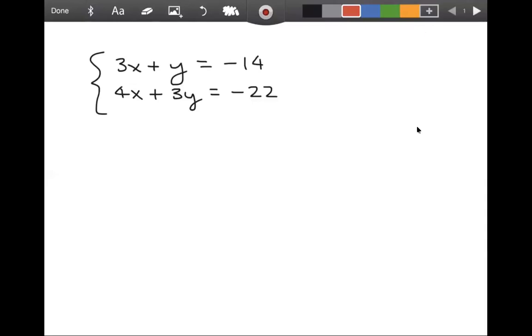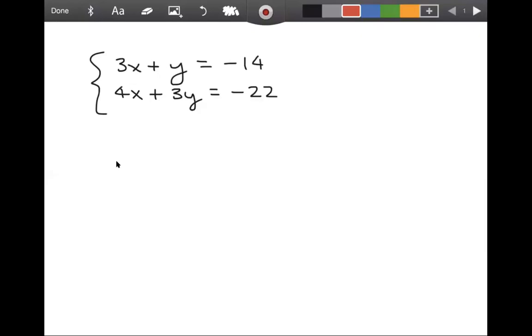All right, the next example, we're solving by substitution. 3x plus y equals -14, and 4x plus 3y equals -22. So in this case, neither one of the original equations is solved for either x or y. So I want you to spend a few seconds thinking about what is the easiest choice. Should I solve the first one for x? Should I solve the first one for y? Should I solve the second one for x, or should I solve the second one for y? Which one of those choices would be the easiest?